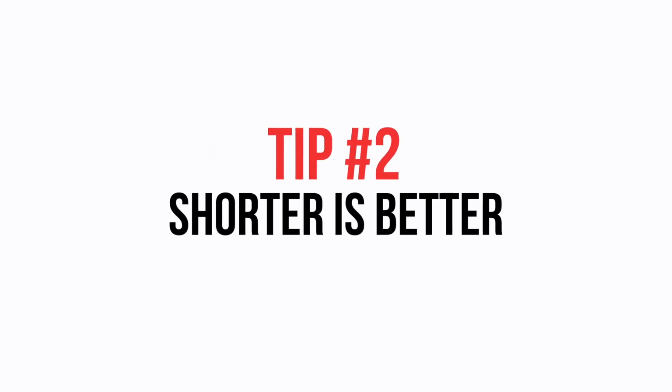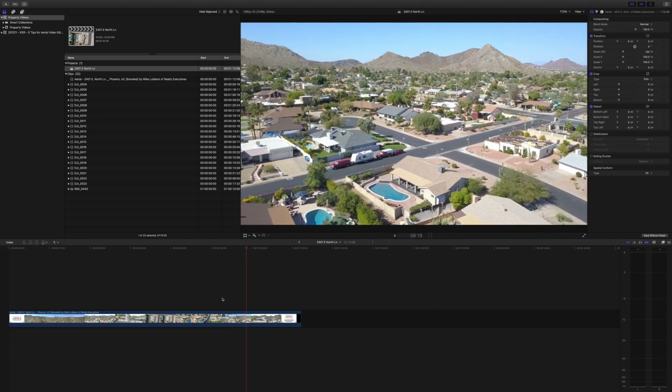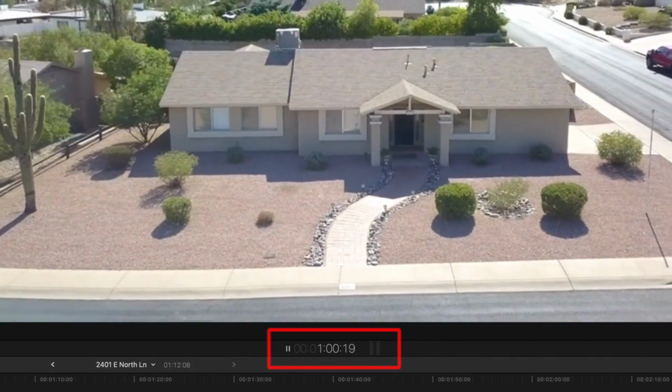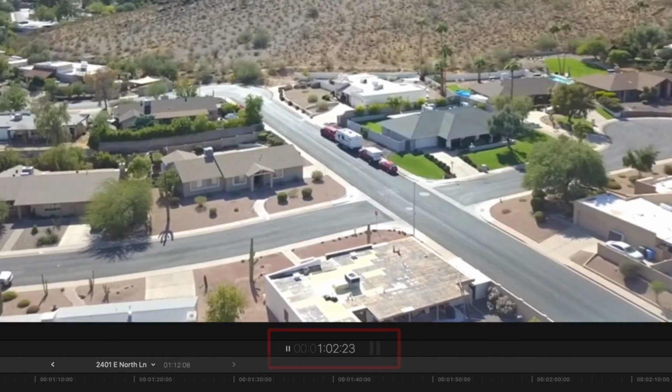Tip number 2, shorter is better. In most cases, you want to keep your aerial videos no longer than 2 minutes. Most of our aerial videos are between 1 minute and 1 minute and 30 seconds. Anything over that in the video starts to seem very repetitive.